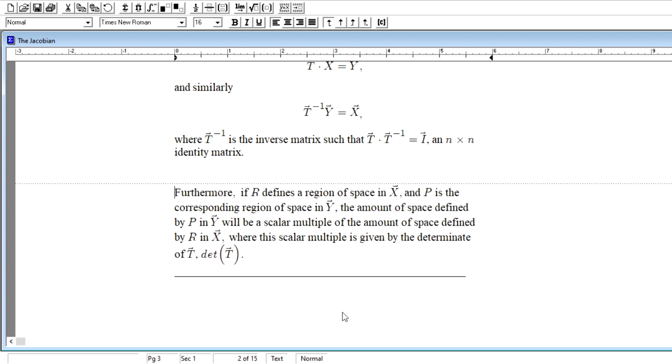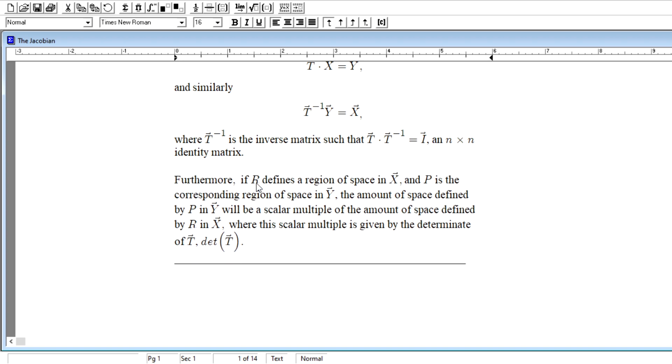where we can go on to say, furthermore, if R defines a region of what we call X space, and P is a corresponding region of space that we find in our Y space, the amount of space defined by P in Y will be a scalar multiple of the amount of space defined by R in X, where the scalar multiple is given by what we think of as the determinant of this transformation matrix, right?